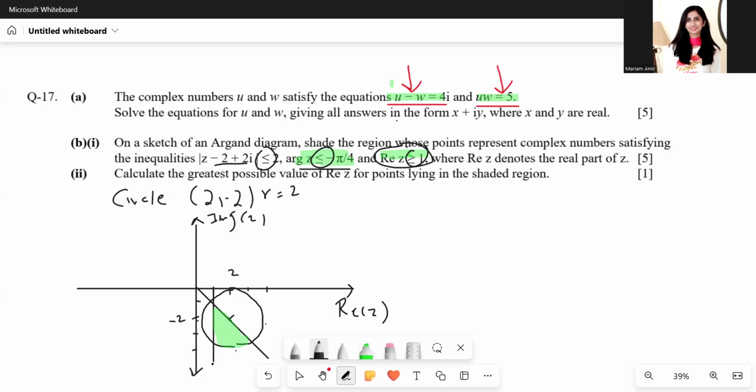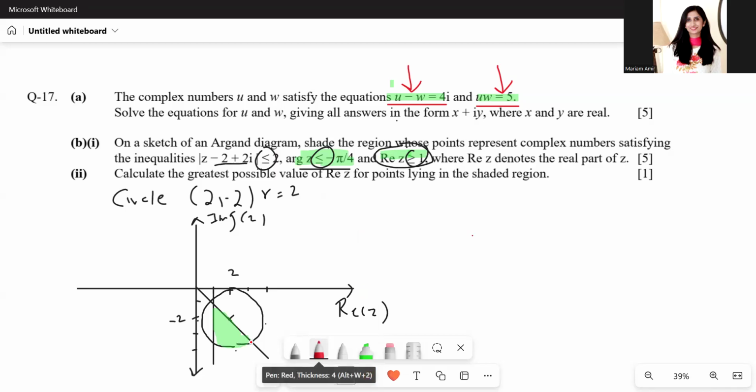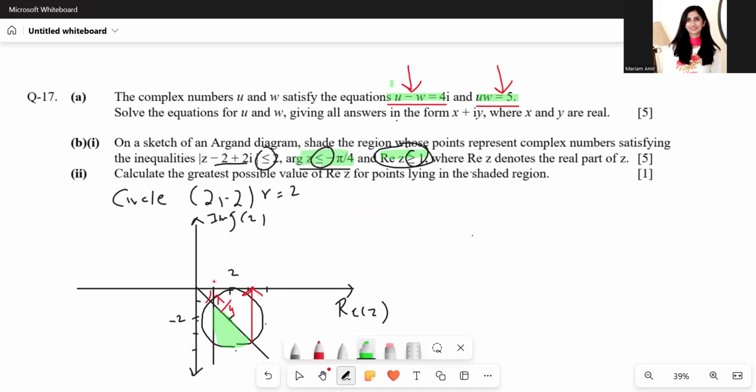Okay. Part B1 is done. Now B2 says calculate the greatest possible value of Re(z) for the points lying in the shaded region. Okay. So the greatest possible value of Re(z) would be this in the shaded region. We need to find this value on the x-axis here, or on the real axis. Okay, so how can we do that? We know that this angle is also pi by 4 or negative pi by 4. Okay, then we should be able to find this length.